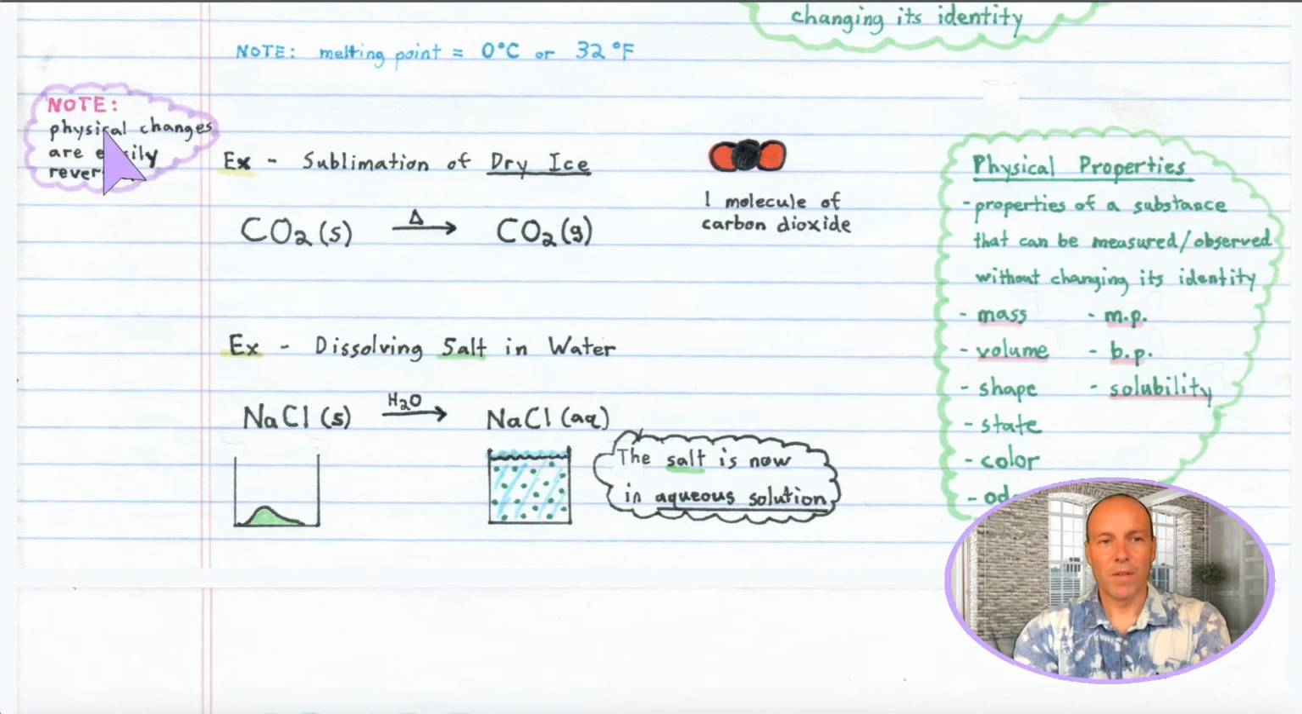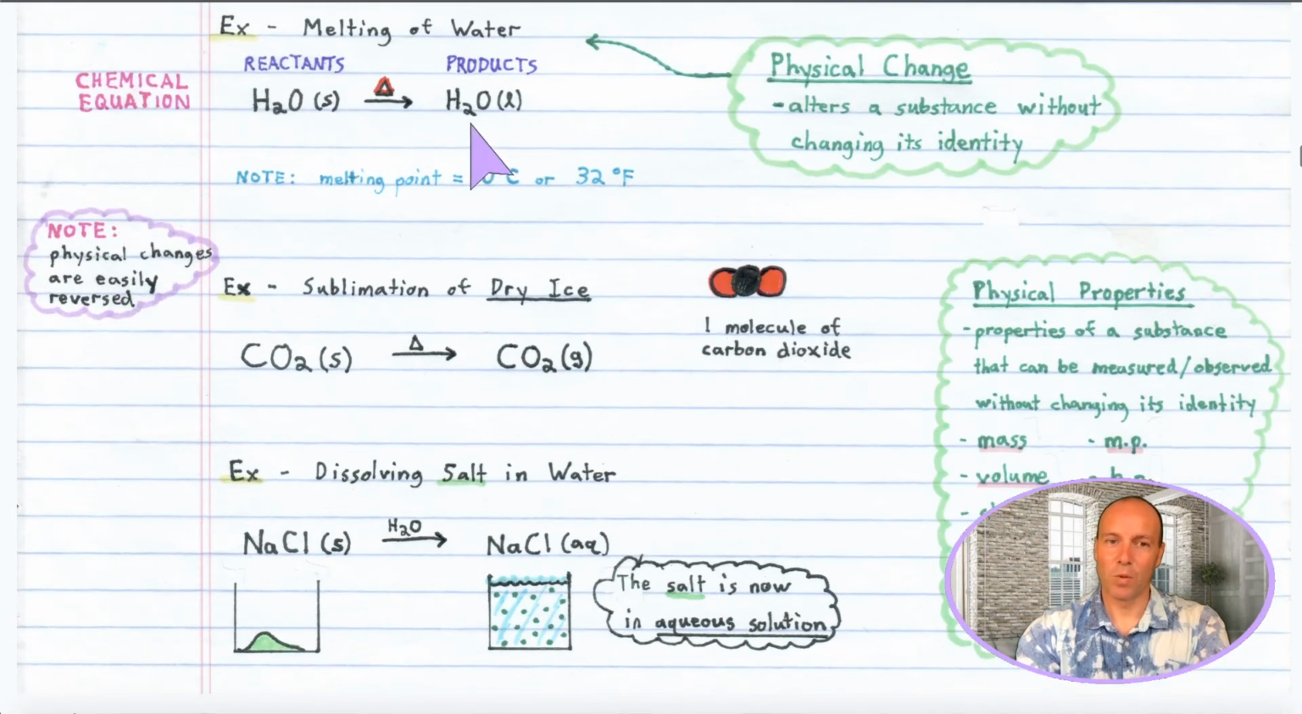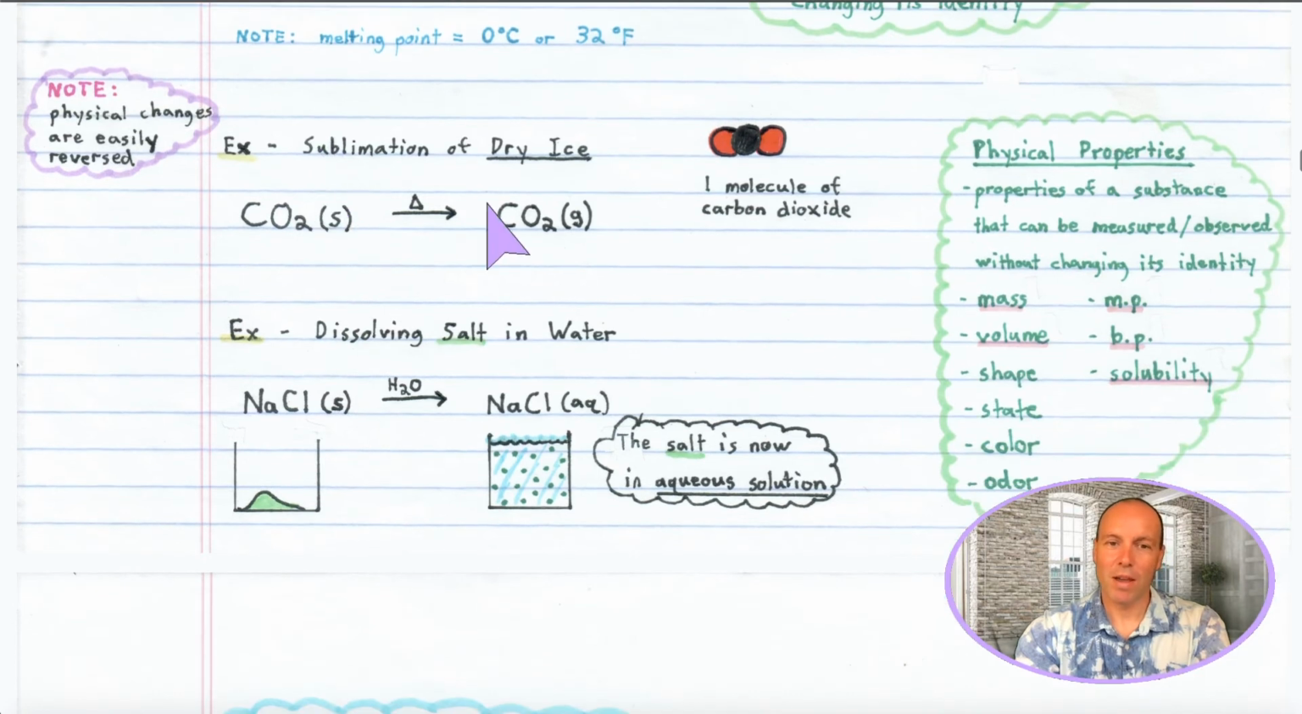You should note that physical changes are pretty easily reversed. So going back to the first one, liquid water is easily frozen back into the solid phase if you just cool it down. And same thing with dry ice. Gaseous carbon dioxide, if you cool it down in a really cold freezer, will freeze back into the solid phase. It's very easy to reverse a physical change.